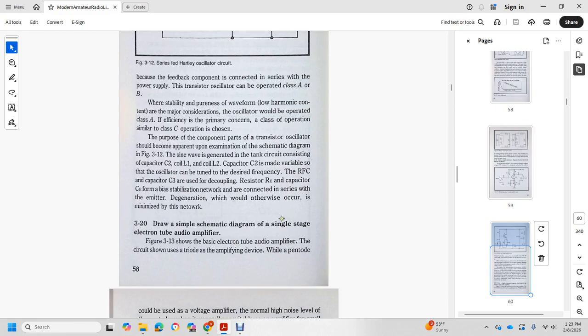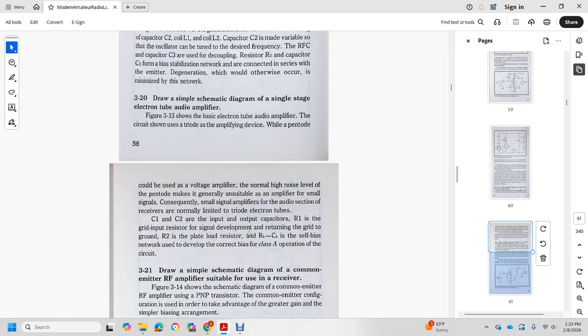Draw a simple schematic of the single-stage electron tube audio amplifier, figure 1-3. Show the basic electron tube audio amplifier circuit with a triode as the amplifying device. A pentode could be used as a voltage amplifier, but has a normally high noise level, and with a mix it is generally unstable with the amplifier. Small signal, consequently the audio section of the receiver is normally limited to the triode.